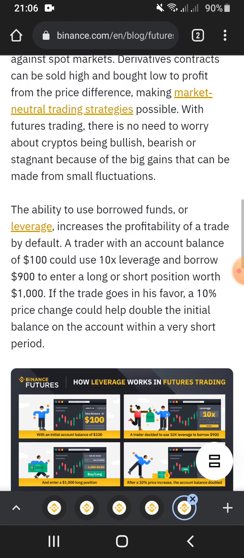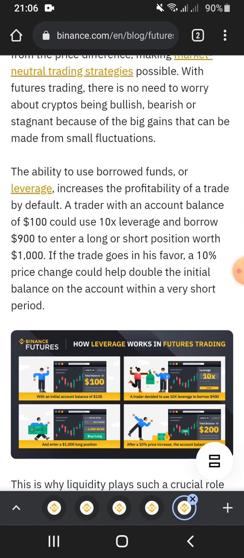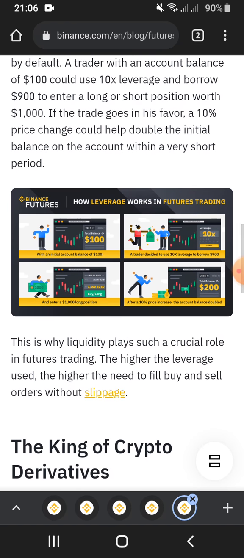A trader with an account balance of $100 uses 10x leverage and borrows $900 to enter a long or short position worth $1,000. If the trade goes in his favor, a 10% price change could help double the initial balance on the account within a very short period of time.